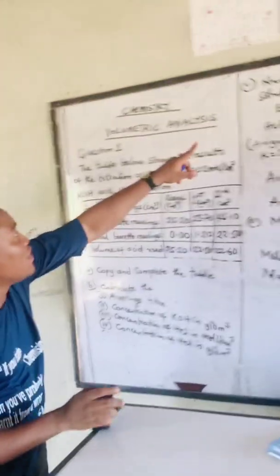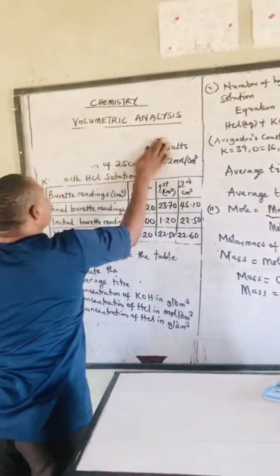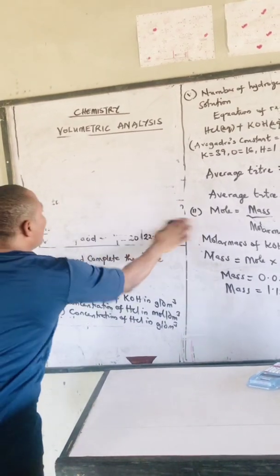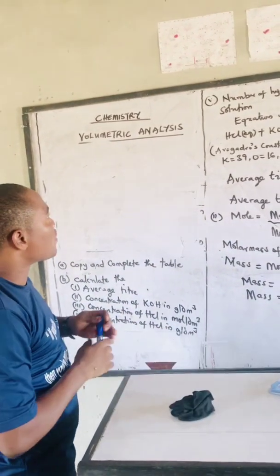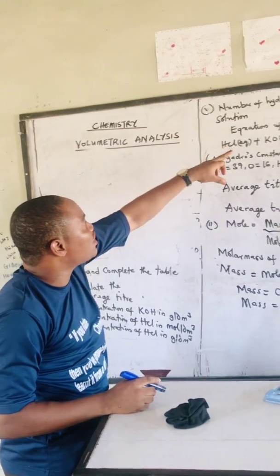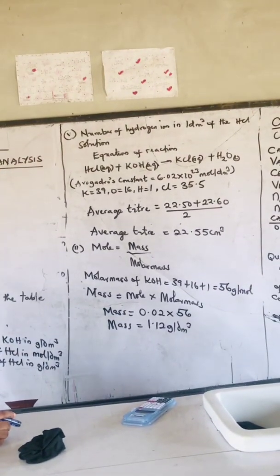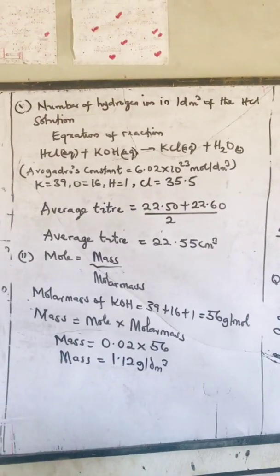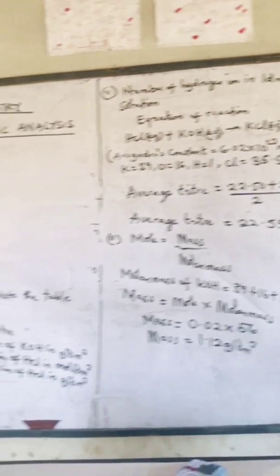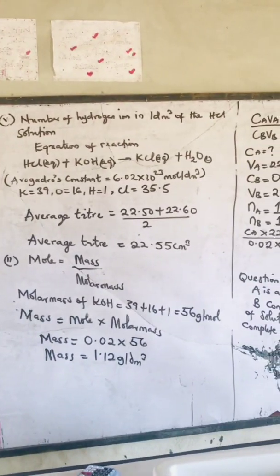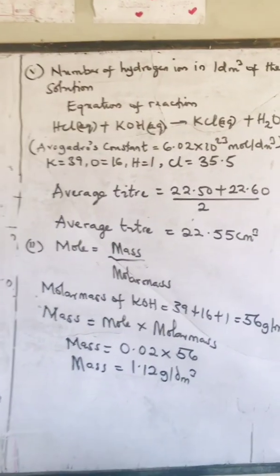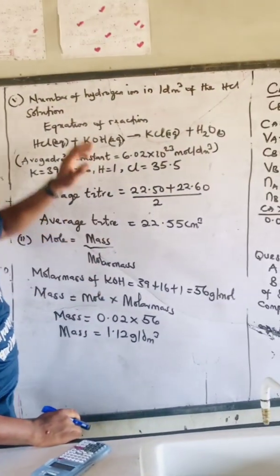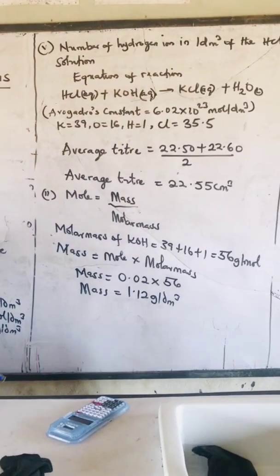Then the last question now says the number of hydrogen ion in 1 dm³ of the HCl solution. Don't forget your acid. The definition of our acid is the number of hydrogen ion in what? In 1 molecule of an acid. So we have this now, okay?